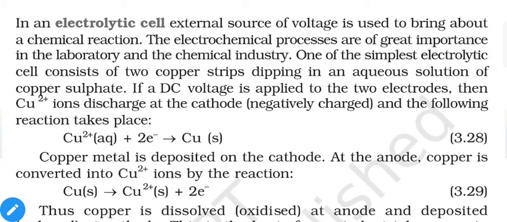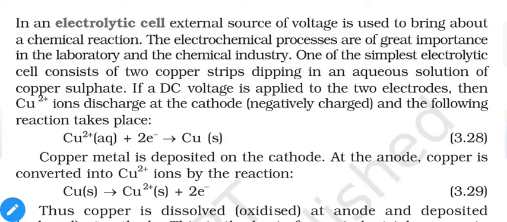The copper metal is deposited on the cathode. At the anode, copper is converted into Cu2+ ions by the reaction: Cu solid gives Cu2+ and releases 2 electrons. So at the anode you get an oxidation reaction. Here is an example of an oxidation reaction. That means the same type of metal strips gives different types of reaction.